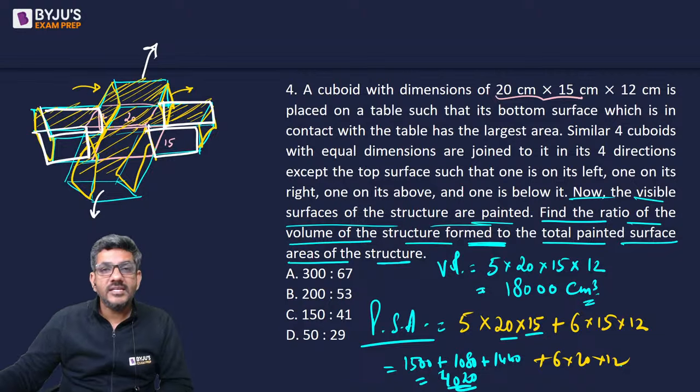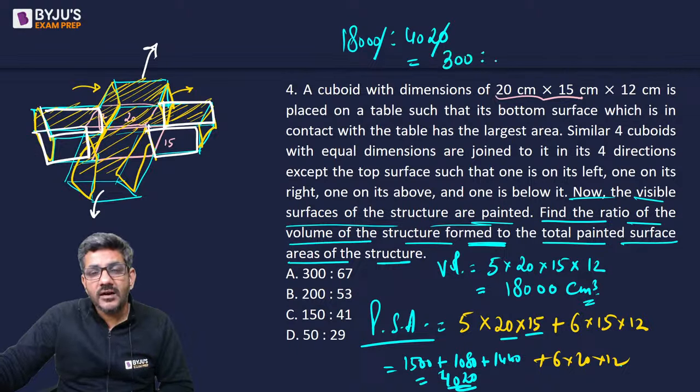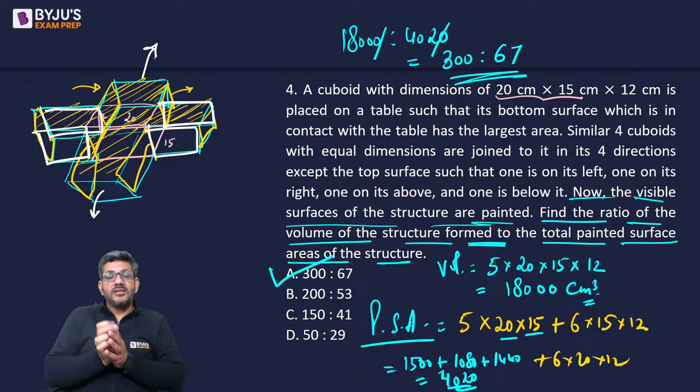The total is 4020. The question is asking about the ratio of the volume, which is 18,000, with this painted surface area, which is 4020. I have to find the ratio. Cancelling the zero, and cancelling by 2 and by 6, it will be 300 and it will be 67. So 300 is to 67 is given in option A. That is the right answer.